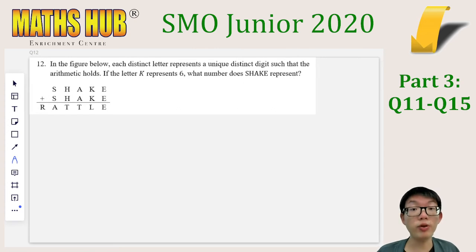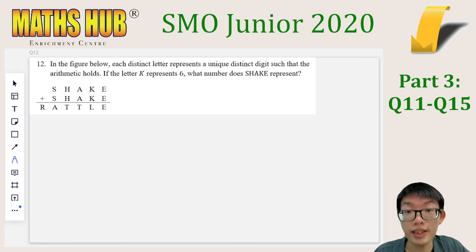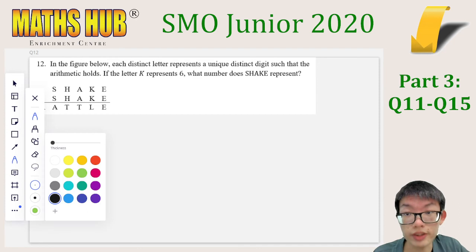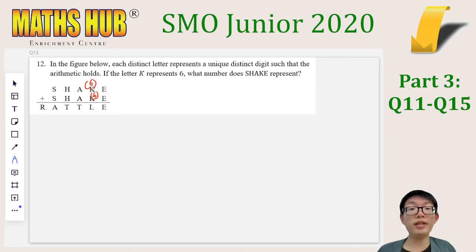Moving on to question 12. This is an alphametic or cryptarithm. Either name is the same. What it means is that each of these letters represents a different digit from 0 to 9. The question tells us that K is 6, so we do know one of these letters. And it asks us to find SHAKE, which means that we essentially need to find all the letters in this sum.